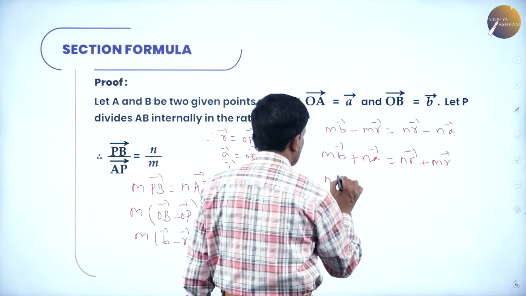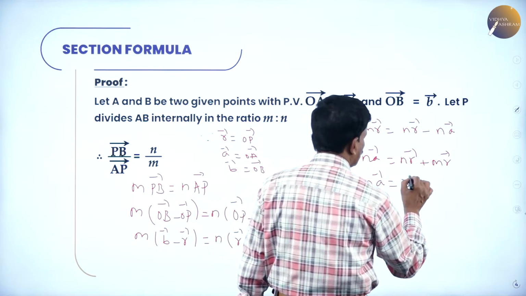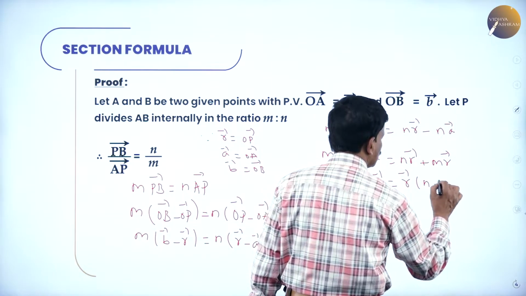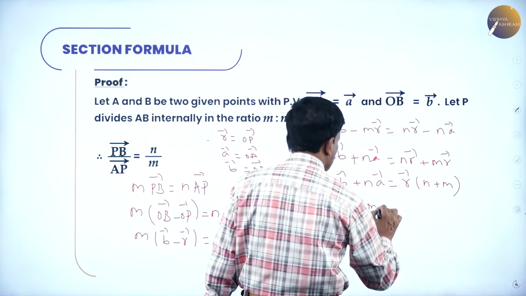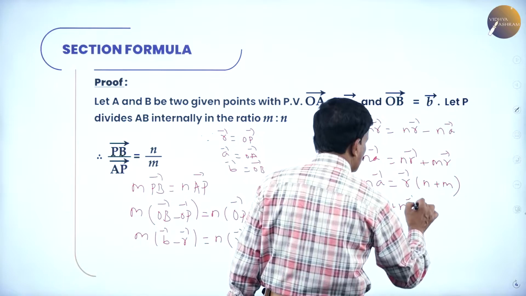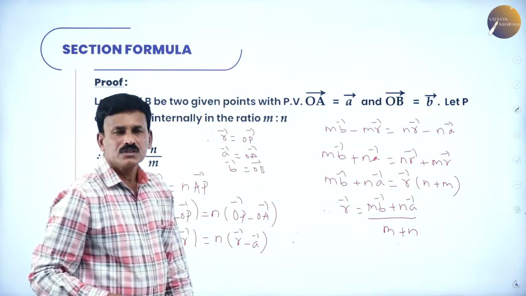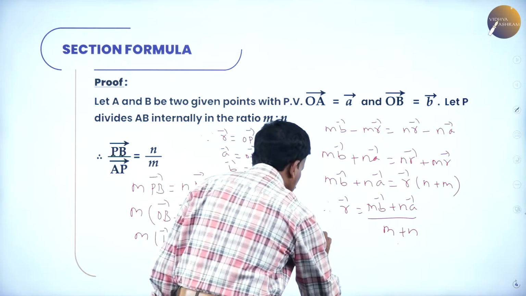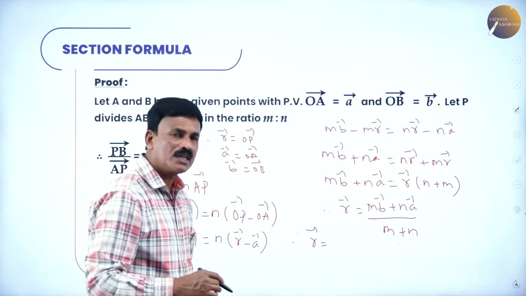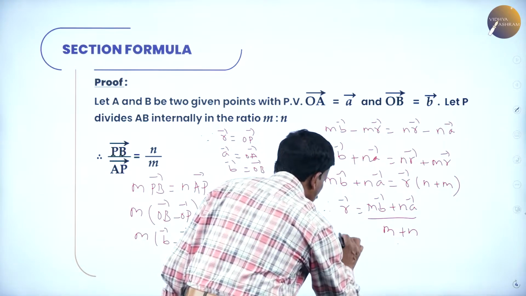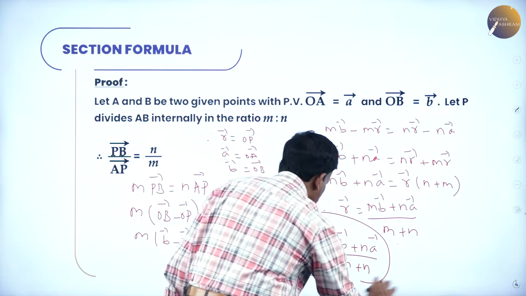So here we have m into vector B plus n into vector A. Taking the common factor vector R out, you will get n plus m. So we can write vector R is equal to m into vector B plus n into vector A divided by m plus n, which is the required answer. So the point dividing AB internally in the ratio m is to n is given by vector R equal to m into vector B plus n into vector A divided by m plus n.